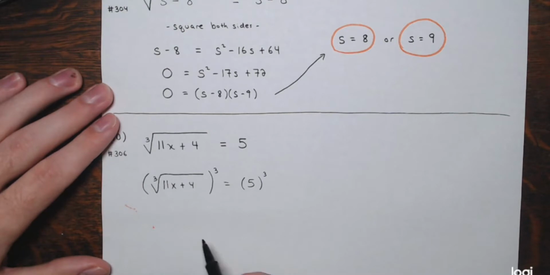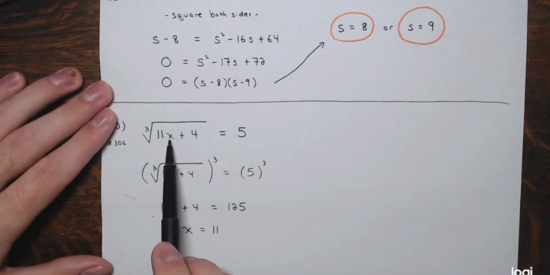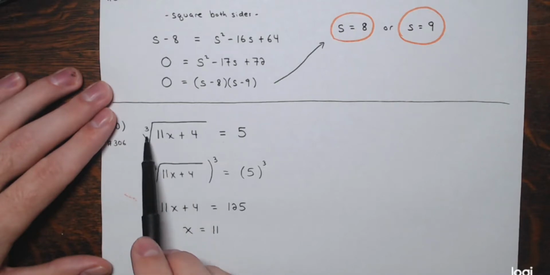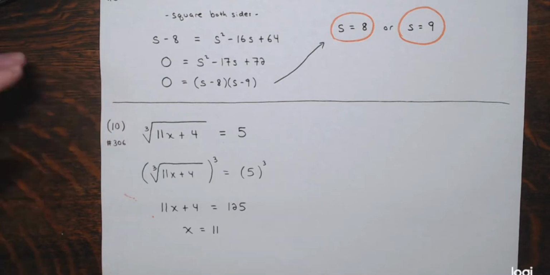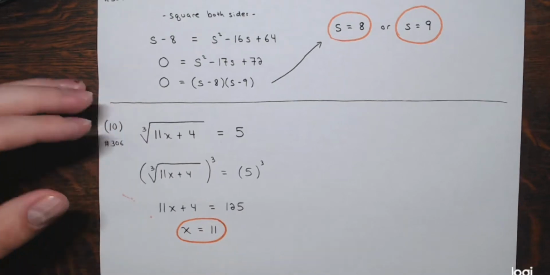Okay. Left side, no problem. It's just 11x plus 4. 5 to the third power, 5 times 5 times 5 is 125. And then I hope you can eventually see that x must be 11. Right? I'd subtract 4 to get 121, then divide by 11. And then check it. When x is 11, 11 times 11 is 121. Plus 4 is 125, and the cube root of 125 is 5. You get 5 equals 5. So this indeed satisfies the equation. Great.